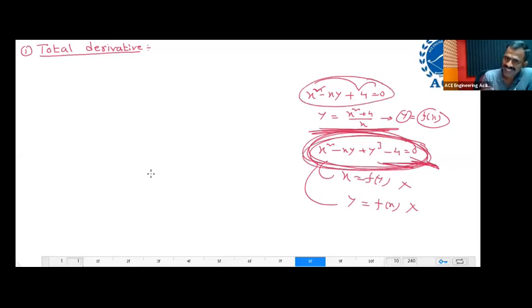If you are unable to express one variable explicitly, that is, the variables are internally connected by some relation, then it is implicit. If you are able to express it, then it is explicit.